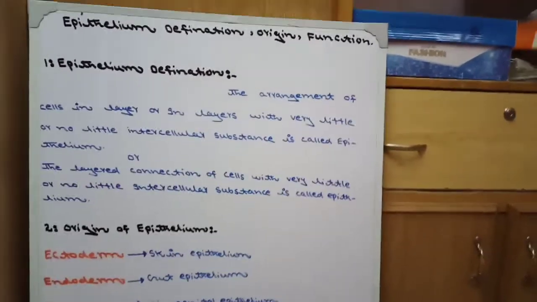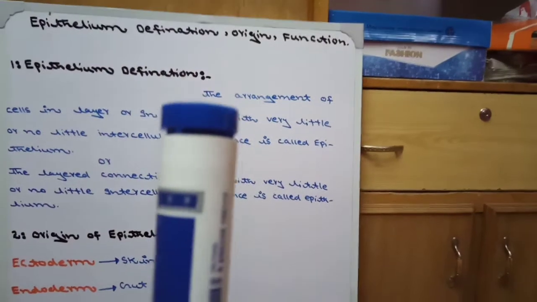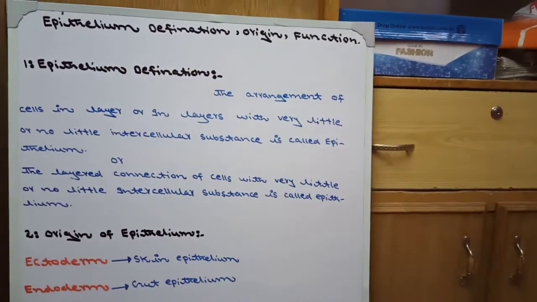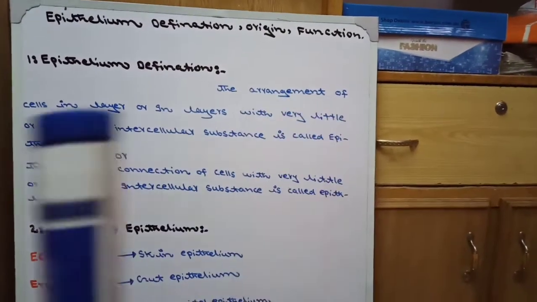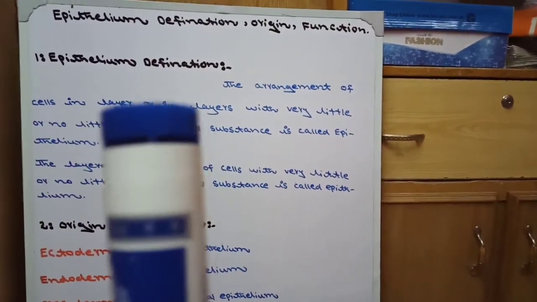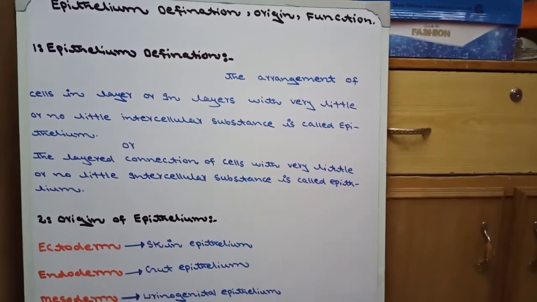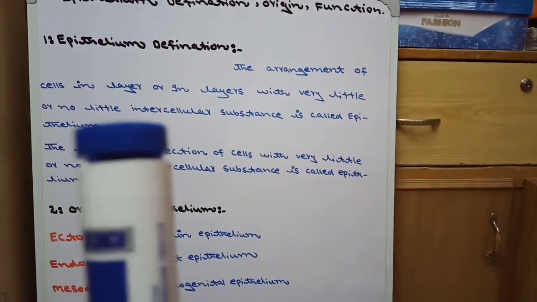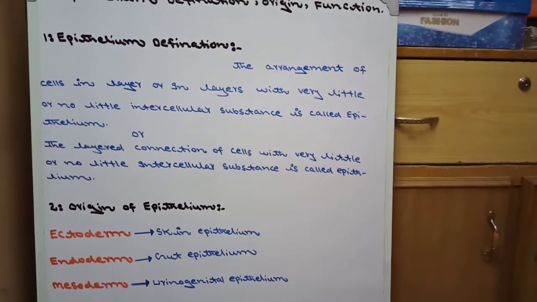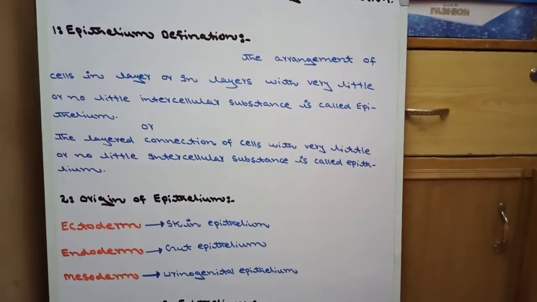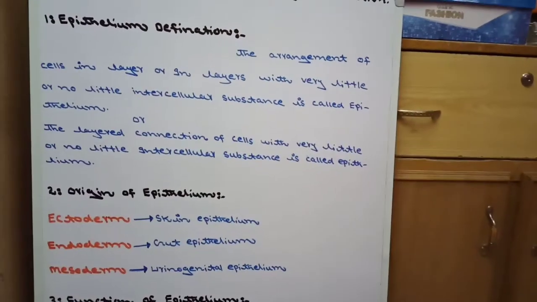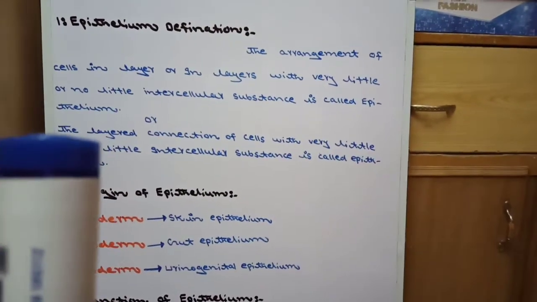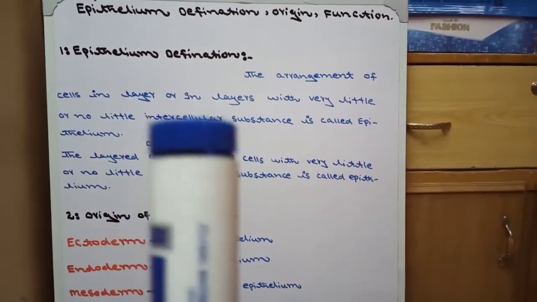We define epithelium in two ways. Number one, the arrangement of cells in layers. One layer means simple epithelium. Cells arranged in more than one layer means stratified epithelium. With very little or no intercellular substance, meaning between the cells there is very little or no intercellular substance, it is called epithelium. This is one method to define epithelium.